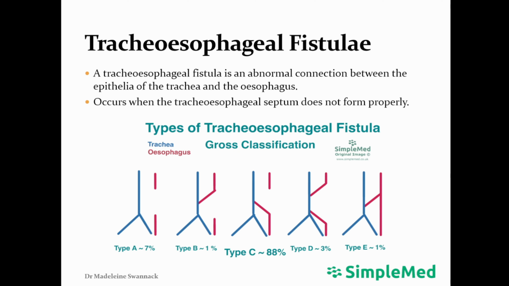A tracheoesophageal fistula often presents in an infant with feeding difficulties, breathing difficulties, or choking episodes. All types of fistula need surgical management to allow for feeding without aspiration and to ensure continuity of the esophagus.